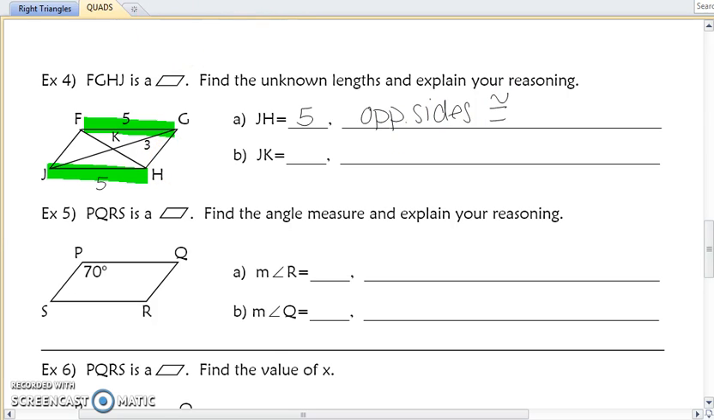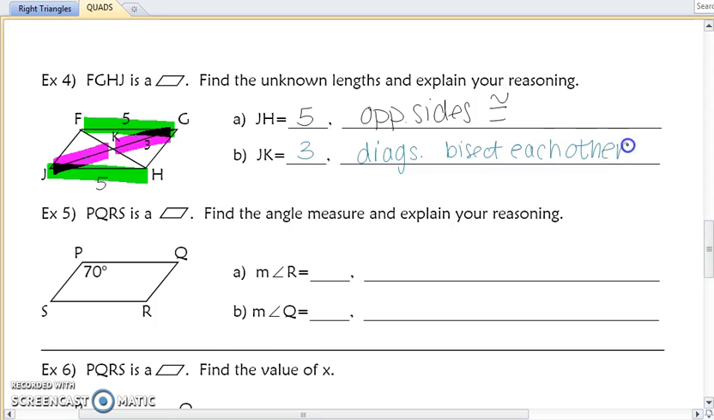Now to find JK. KJ is a portion of that diagonal. We are also given the rest of that portion of the diagonal. We know diagonals bisect each other, so those two parts are congruent. JK is 3 because diagonals bisect each other.